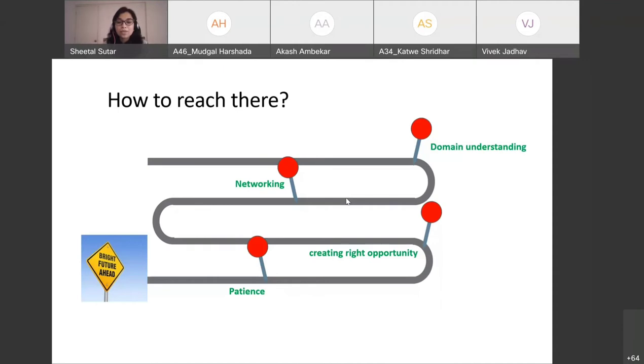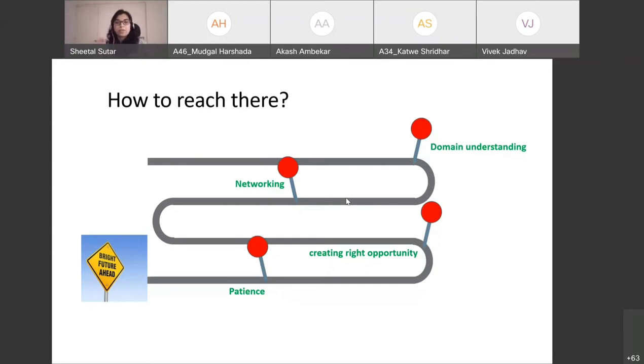So this is something you should use to create an opportunity for yourself to present yourself. What are the different skill sets you have apart from others? That's the point you should highlight in your resume. You should mention in your interviews what is different in you. And that's where the opportunity comes to you.